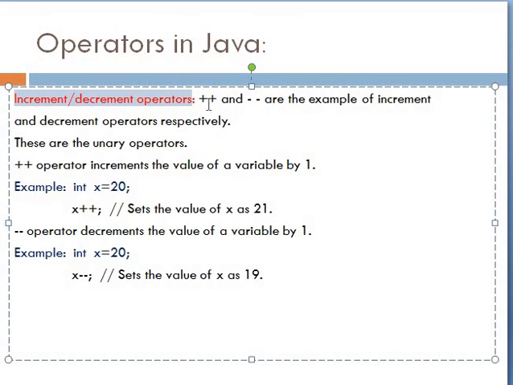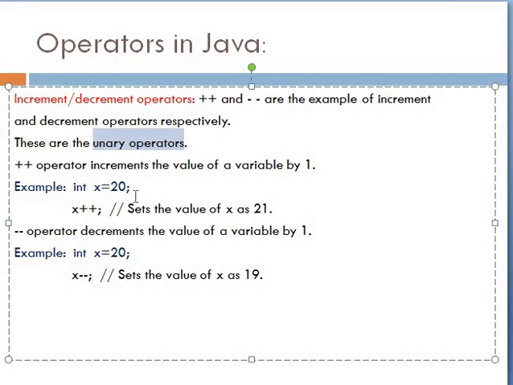The ++ operator is known as the increment operator and the -- operator is known as the decrement operator in Java. The increment operator ++ increases or increments the value of a variable by 1, and the decrement operator -- decrements or decreases the value of a variable by 1. Both these operators are also known as the unary operators.